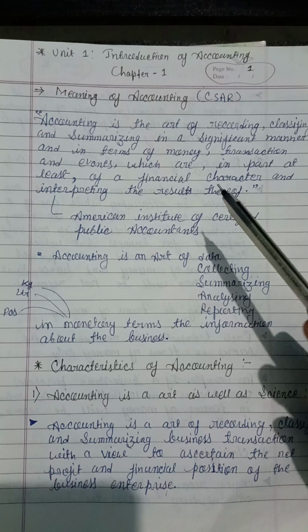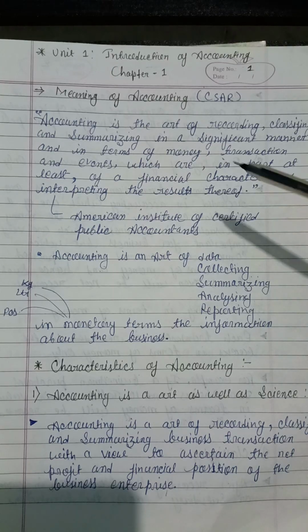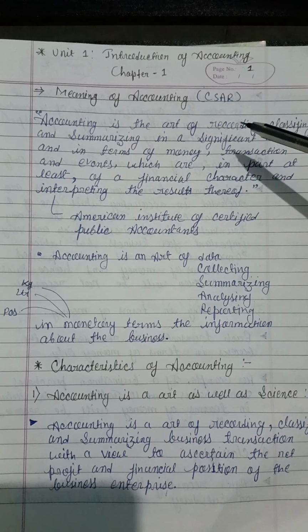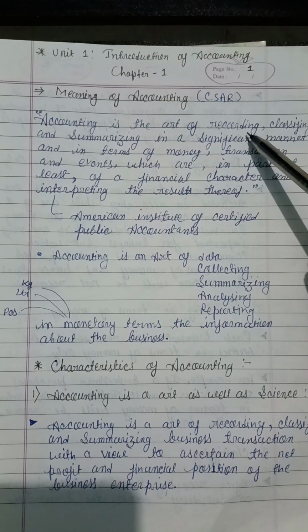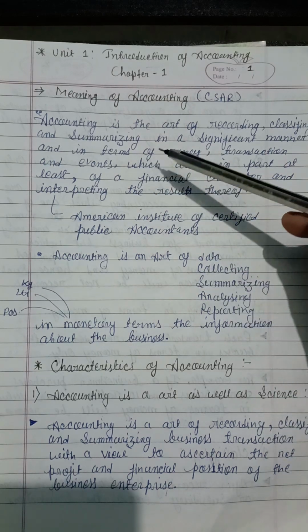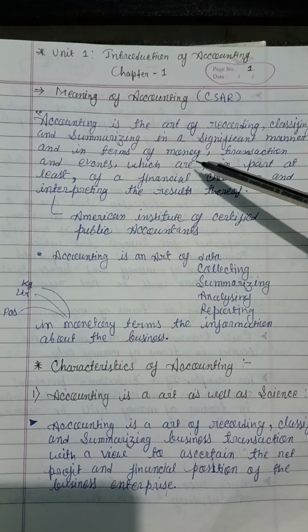What is the meaning of this definition? In the first line, you can see accounting is the art of recording, classifying and summarizing. So the first thing is that accounting does the recording. It means when the transaction is done, in accounting they first do recording. After recording they do classifying, and after that summarizing all the things in a significant manner, in a systematic way, and in terms of money.